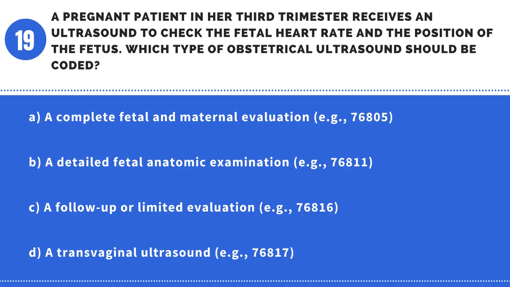Question 19. A pregnant patient in her third trimester receives an ultrasound to check the fetal heart rate and the position of the fetus. Which type of obstetrical ultrasound should be coded? A. A complete fetal and maternal evaluation, e.g., 76805. B. A detailed fetal anatomic examination, e.g., 76811. C. A follow-up or limited evaluation, e.g., 76816. D. A transvaginal ultrasound, e.g., 76817.